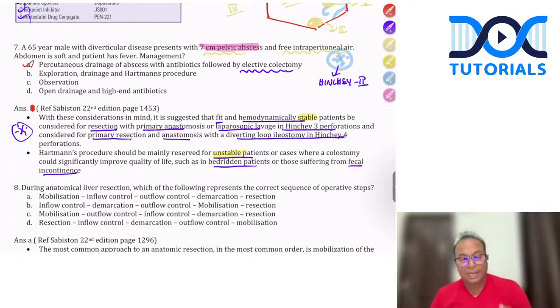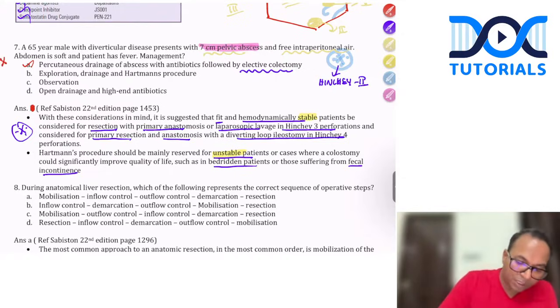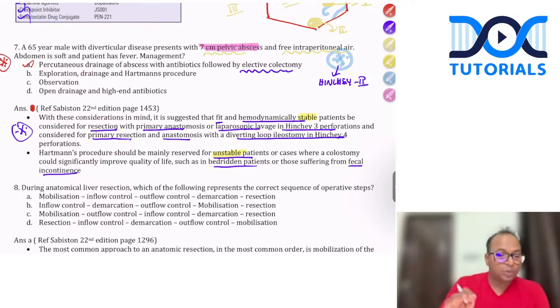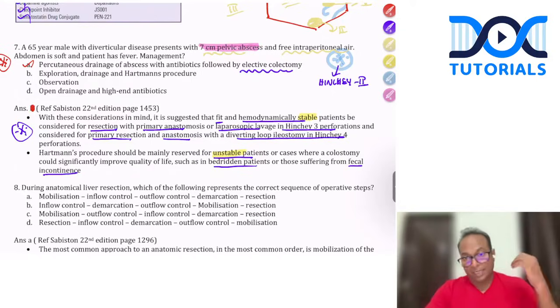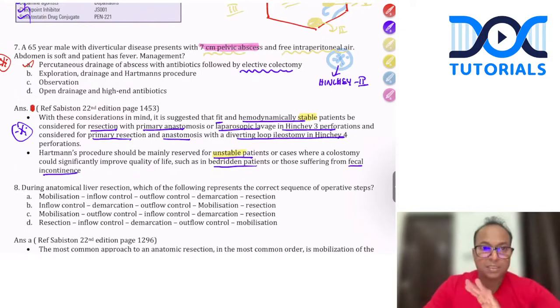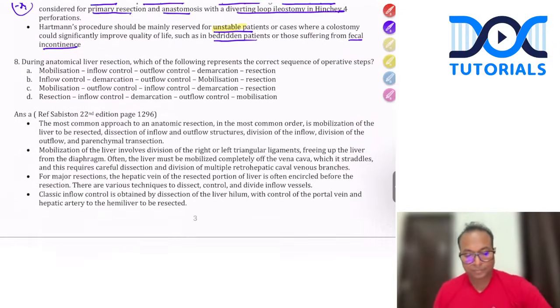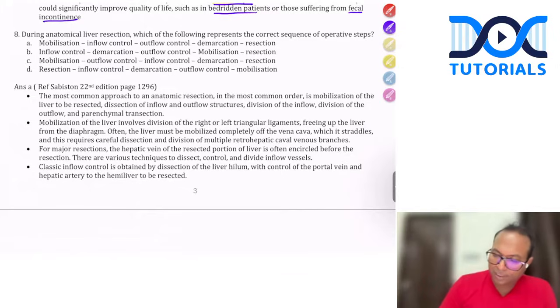So this question depends completely on every word in the clinical scenario, because this is a pure clinical scenario question. I will tell you, you should learn this; it is a repeat question. Hinchey 1 and Hinchey 2 will be treated by percutaneous drainage. Hinchey 3 will be treated by laparoscopic lavage. Hinchey 4 will be treated by resection, anastomosis, and covering ileostomy. For unstable patients, you have to go for Hartmann's. This is a concept you should carry home, the 7th question of Hinchey's classification. This is a straightforward question from Sabiston. I always used to tell you, questions will be direct lines from Sabiston. You should read Sabiston line by line.